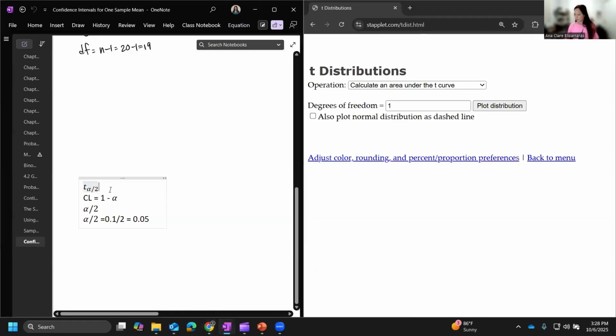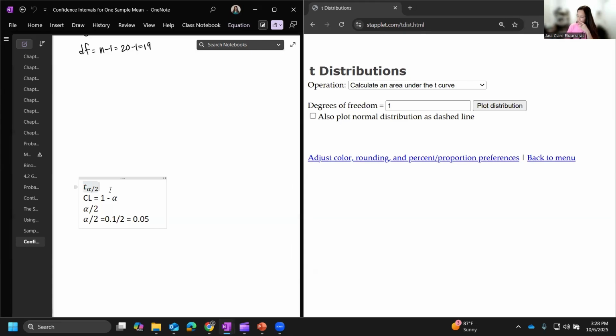P of alpha over 2 means I need to know what alpha is, and I work backwards through this. So the confidence level is equal to 1 minus alpha. That means that alpha is actually equal to 1 minus the confidence level. And if the confidence level was 90%, as a decimal, that's 0.9. So 1 minus 0.9 is actually 0.1.